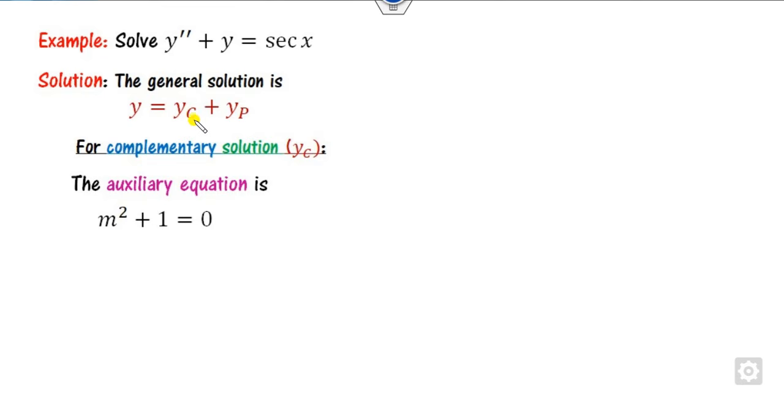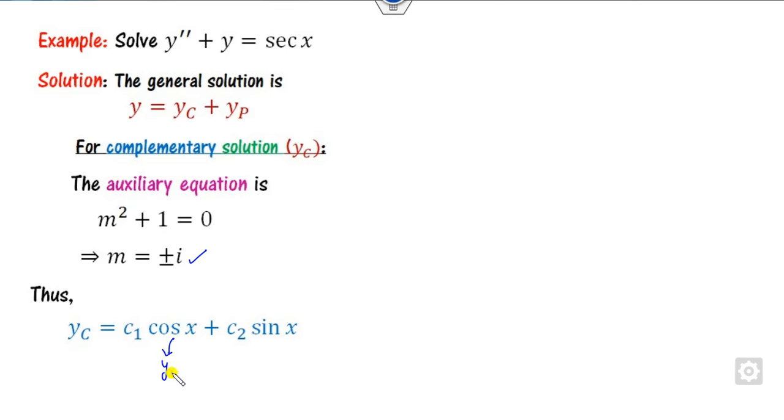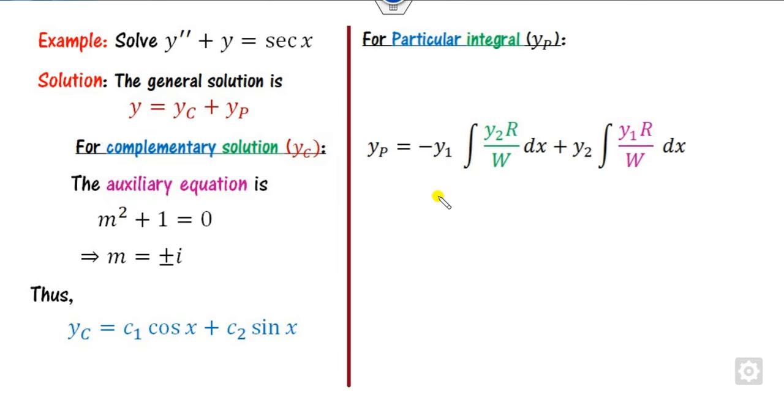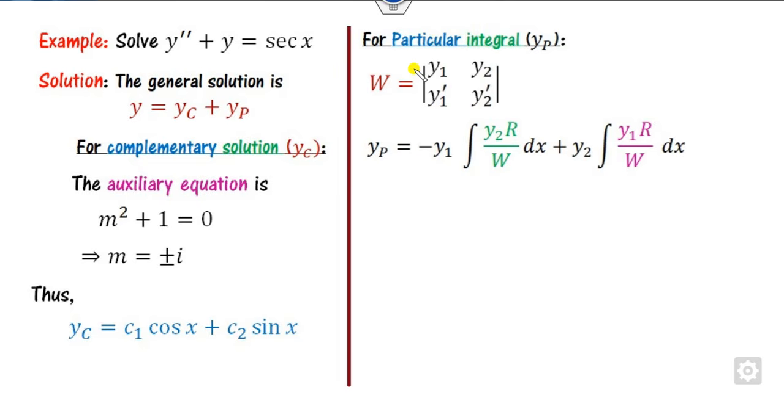How can you compute yc? As we discussed, you consider the auxiliary equation. You can see the roots are plus minus iota. So therefore this is my y1 and this is my y2. Once you get y1 and y2, you can compute this, or you can also consider the determinant, but there is no need since it is a two variable case. So the first target is to find the value of W here.